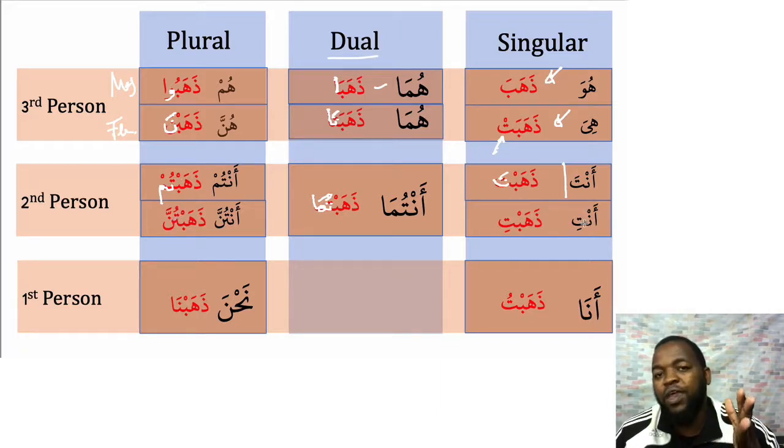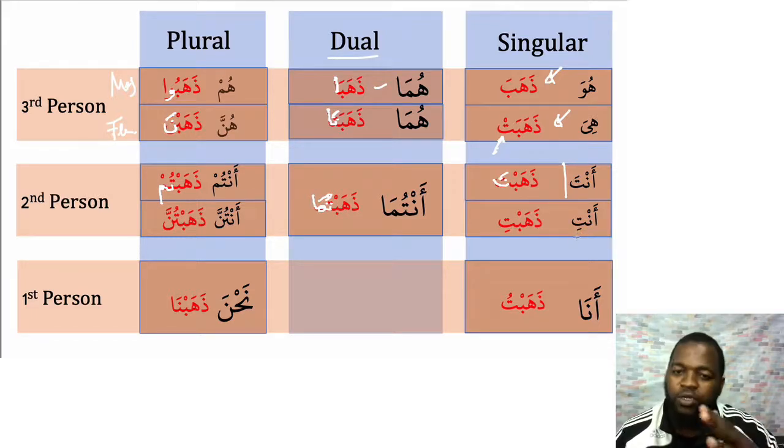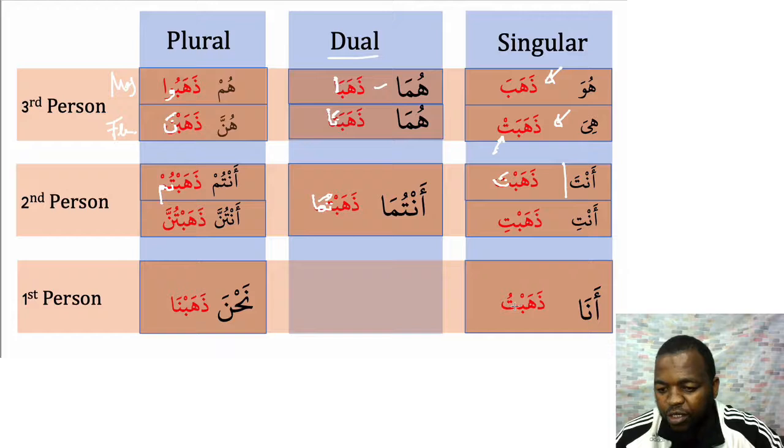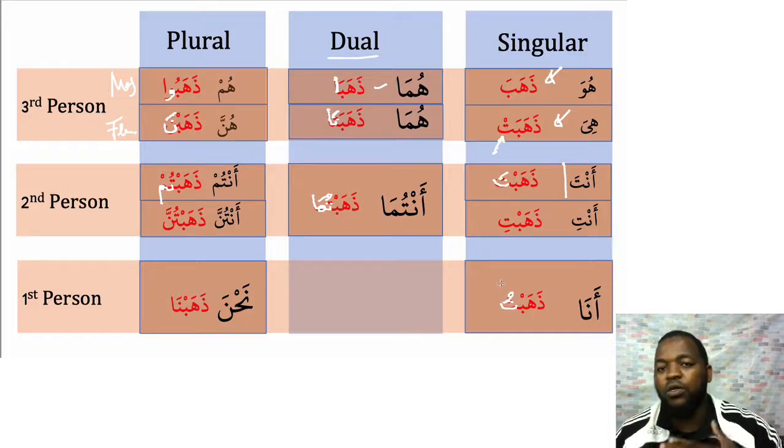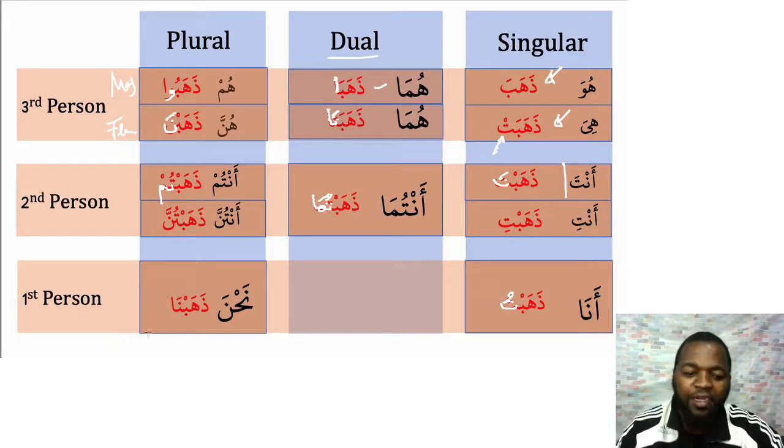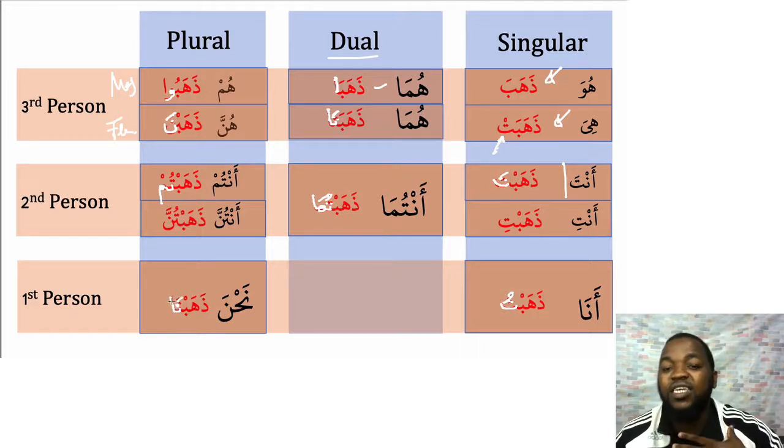So here we have to identify the verb. The verb we have already identified, dhahaba. Now we are identifying the subjects. It's like the different pronouns in English, but in Arabic, of course. So when I say dhahabtu, where is the subject? Here. Tu. And dhahabna. This na here is the subject.